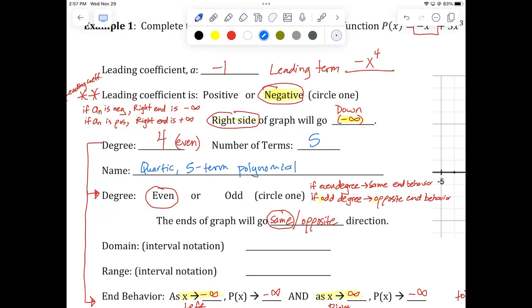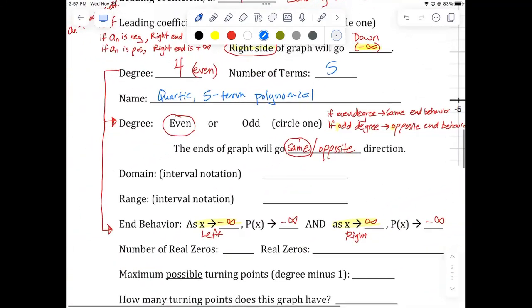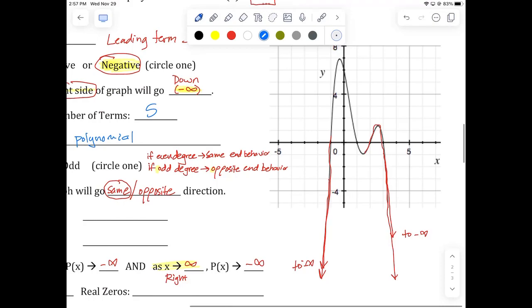Okay. You got it? All right. Now for the domain of the polynomial function. Guess what the domain of this polynomial function is?